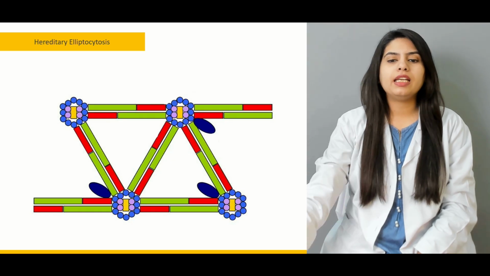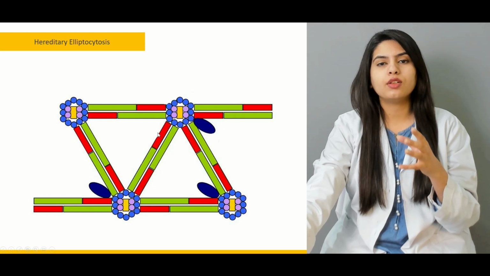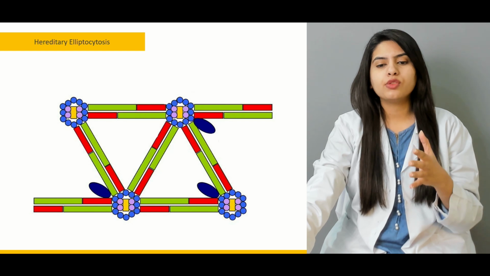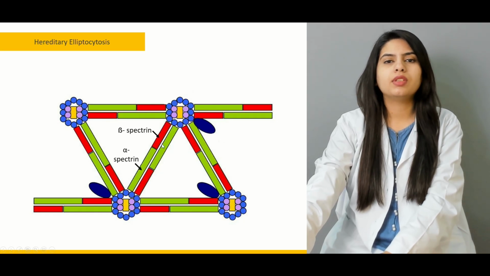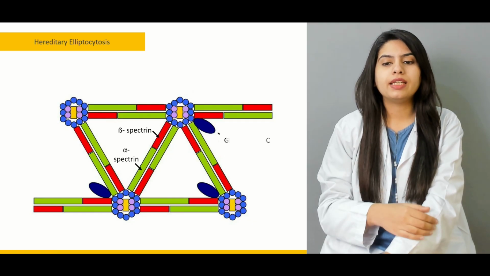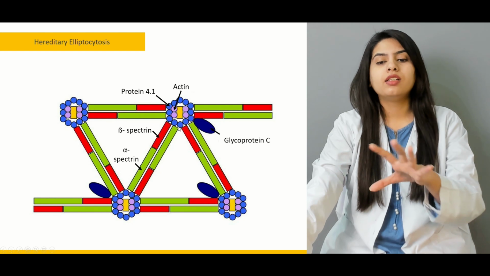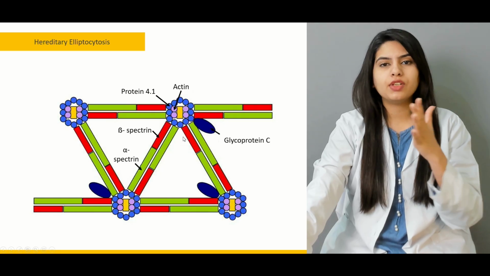This is basically a diagram, a model that is showing the cytoskeleton of a normal red blood cell. Here you can see this is the alpha spectrin, and this is the beta spectrin. There are two types of spectrin proteins present here, alpha and beta. Then glycoprotein C is also part of the cytoskeleton, along with protein 4.1 and actin. Now you can see in this diagram that they are arranged in a specific order.